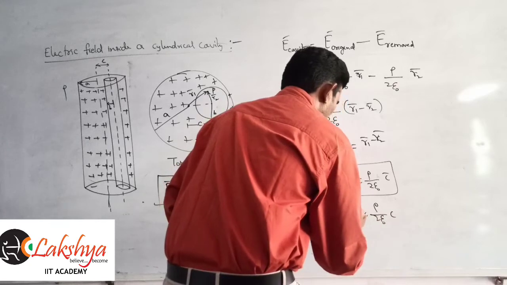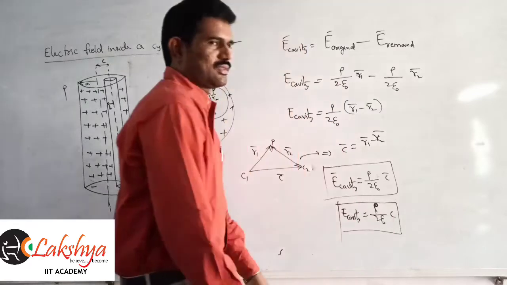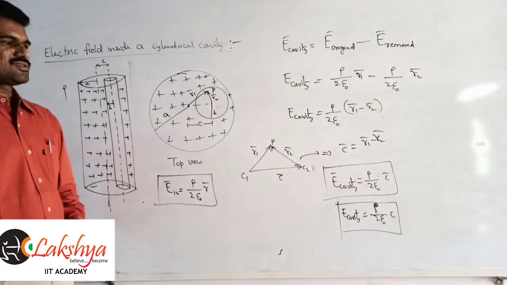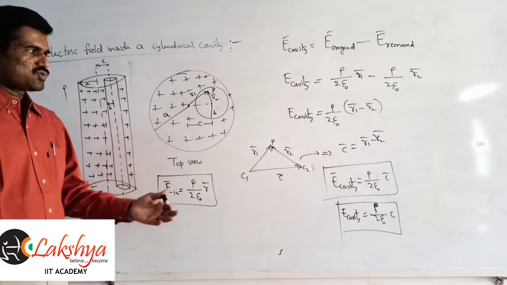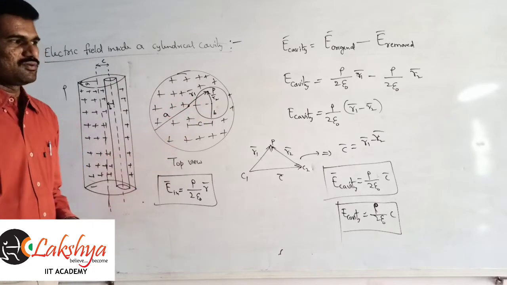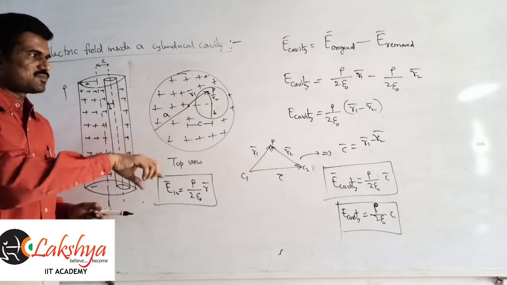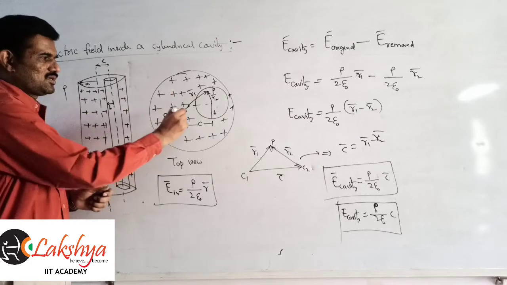That means now this field is also constant only. Electric field inside the cylindrical cavity is also constant, and it depends only on the distance between the axis of the original cylinder and the axis of the cavity, right? And then the direction of electric field is also the same. If it is positive, then it is from C1 to C2 here. This is the direction of this electric field.